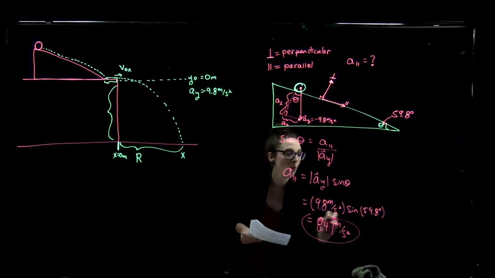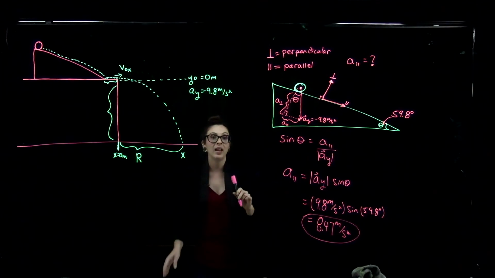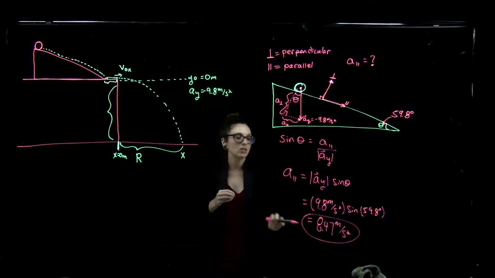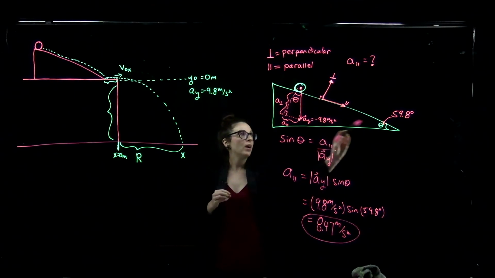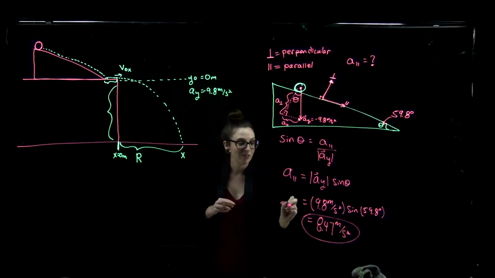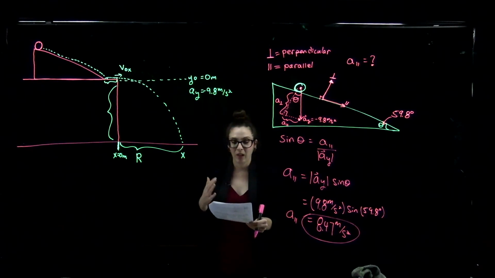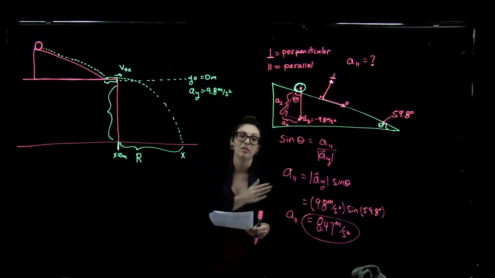So it's not quite accelerating down the plane at 9.8 meters per second squared like it is in free fall. It's just a little bit smaller than that because we're on an incline with respect to the horizontal. So that's the answer to the question: what is the acceleration of this object down the tilted plane.